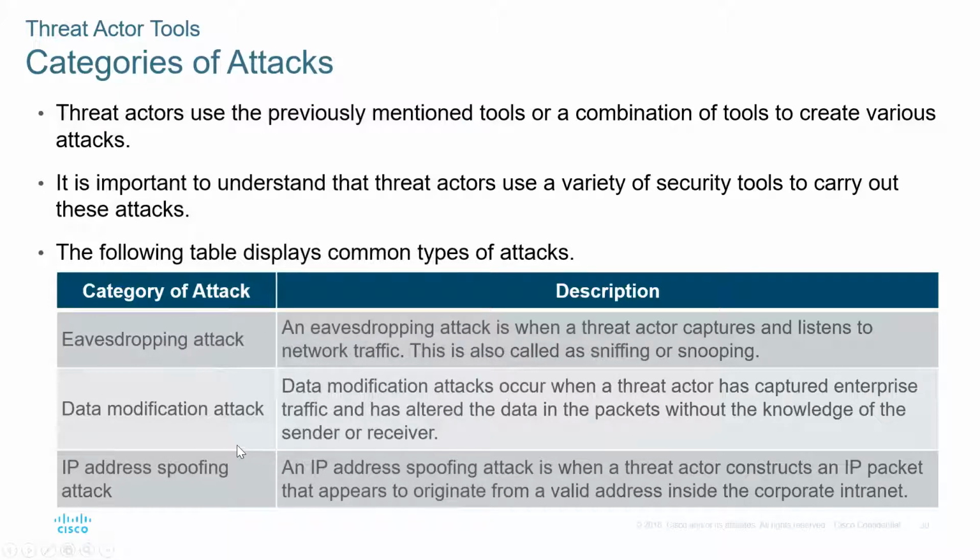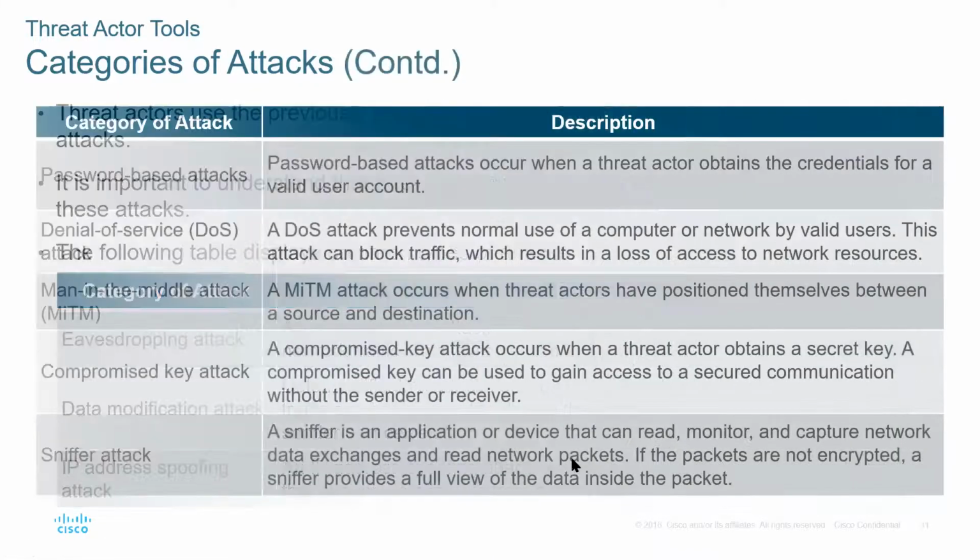We have data modification attack. This is where we're going to capture the enterprise traffic and alter the data in these packets without the knowledge of the sender or receiver. This is commonly like your man-in-the-middle style of attack. Your IP address spoofing attack. This is where the threat actor is going to construct an IP packet that appears to originate from a valid address inside the corporate network.